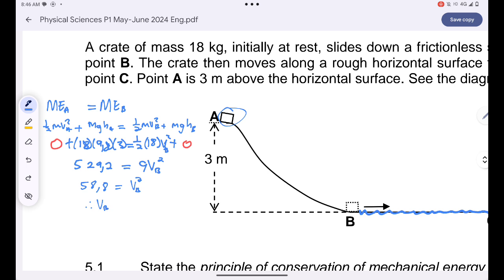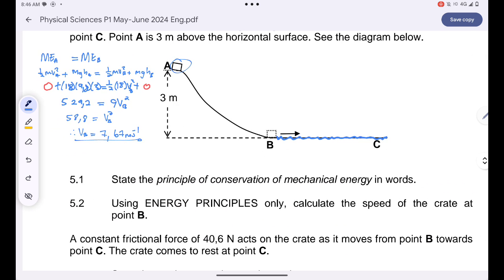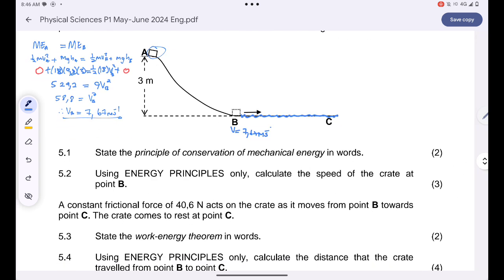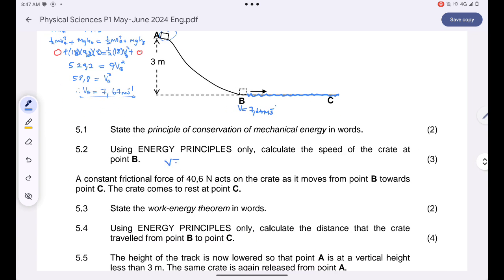Therefore, for the velocity at B, just find the square root on both sides. This will give me 7.668, which is 7.67 meters per second. So the velocity of the crate at position B is 7.67 meters per second. Velocity, or the speed actually, is 7.67 meters per second.